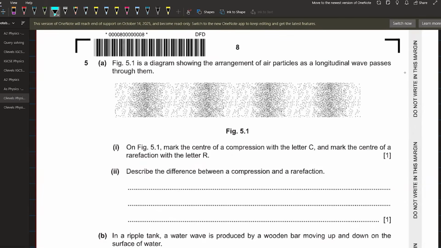Figure 5.1 is a diagram showing the arrangement of air particles as a longitudinal wave passes through them. Okay. On figure 5.1, mark the center of compression with letter C and mark the center of rarefaction with letter R. Compression क्या होता है? जब molecules closest together होते हैं, C. Rarefaction क्या होता है? Where the molecules are furthest apart. R. Simple.